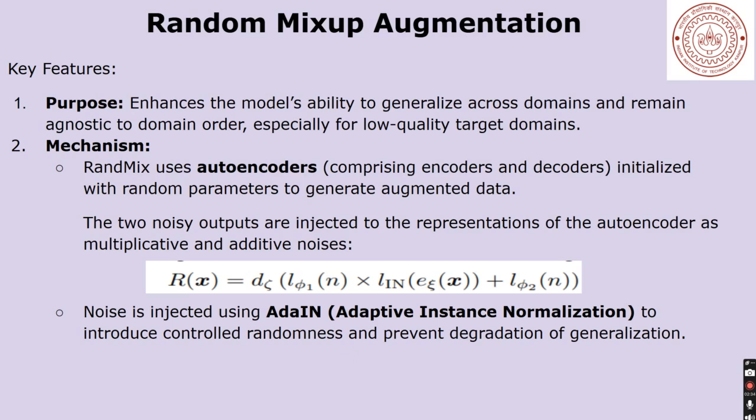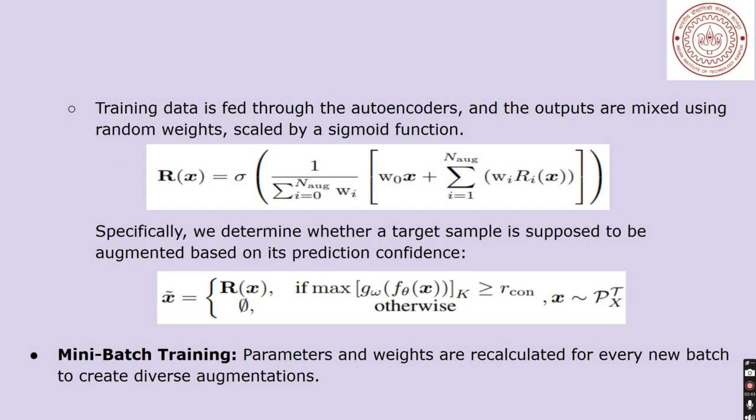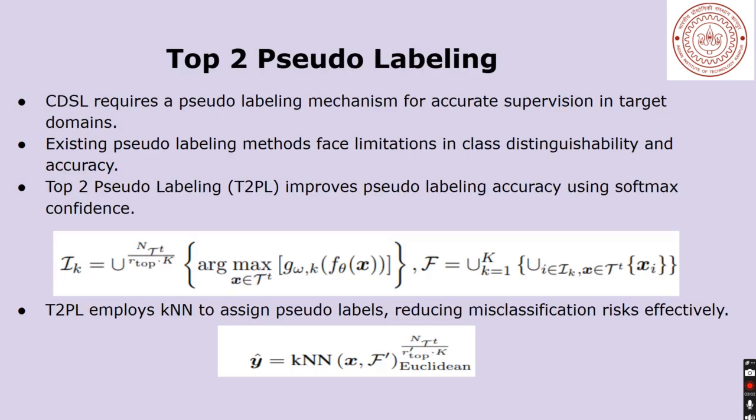Basically, noise is injected using AdaIN, adaptive instance normalization, to introduce controlled randomness and prevent degradation of generalization, basically to avoid overfitting. Training data is fed through the autoencoders, then it's summarized and scaled by a sigmoid function. The sigmoid function is the standard function which bounds the output between 0 and 1. Then specifically we determine whether a target sample is supposed to be augmented based on its prediction confidence given below.